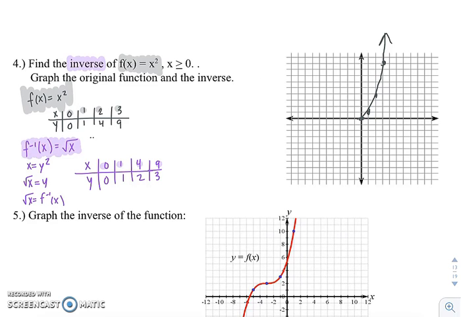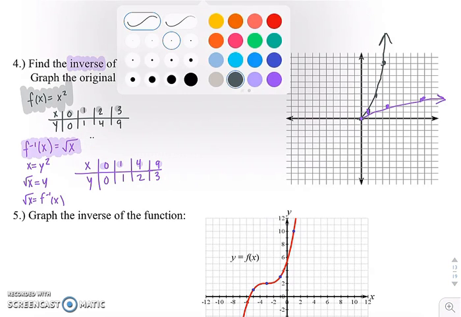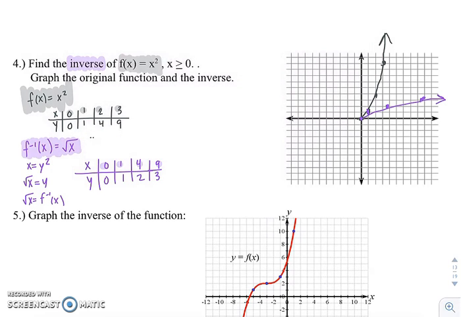So if we go ahead and plot the inverse on our graph then, so 0, 0, 1, 1, 4, 2, 9, 3, and then connect your dots there. So you should be able to see a couple of things here. First, you should see that it is a reflection over that diagonal line, y equals x. So it's a reflection over that line.